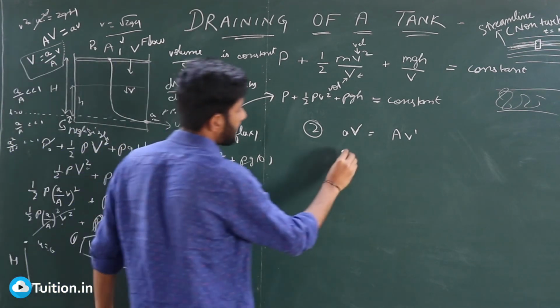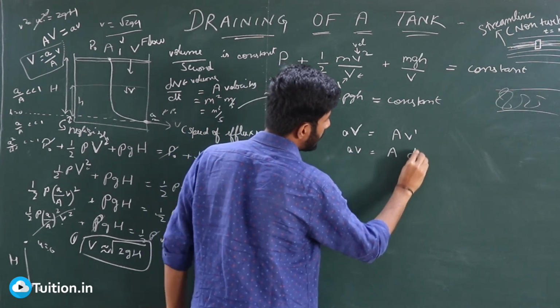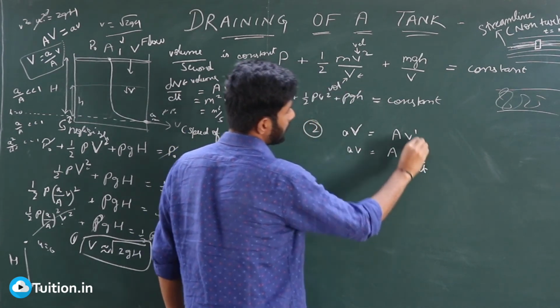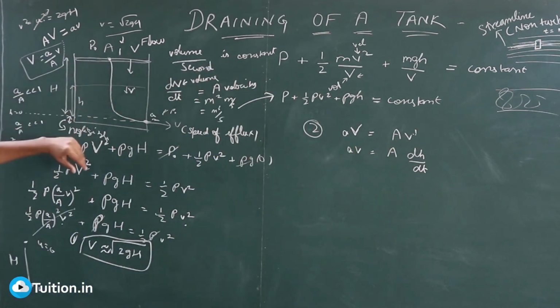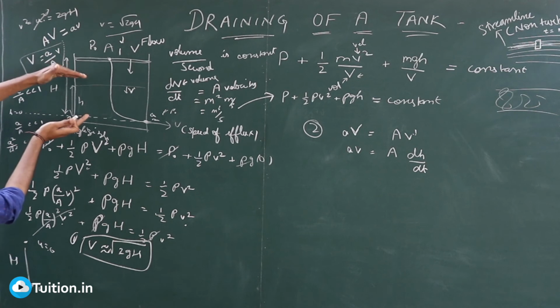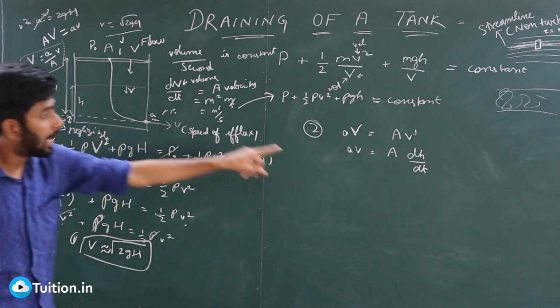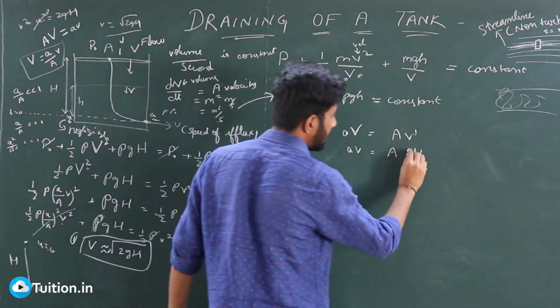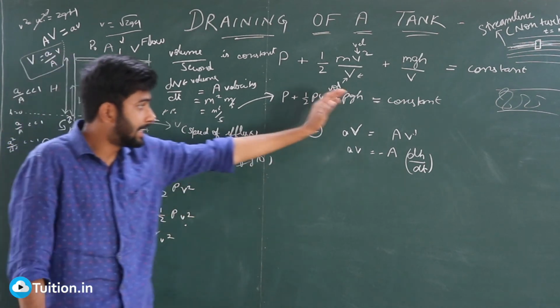So I can say A into small b is equal to A into dh by dt. This is also meter per second, this is also meter per second. Basically the rate of change of height. But the thing is, because your height is decreasing, it's not increasing, I have to account for that by putting a negative sign against dh by dt.